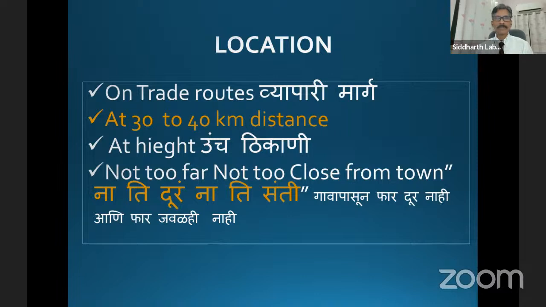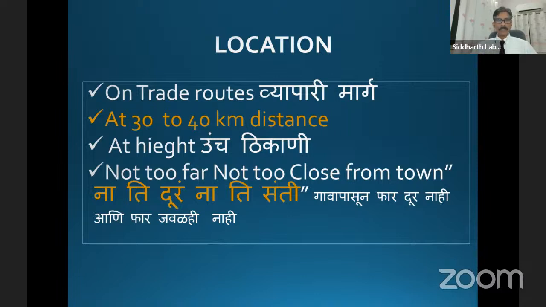So when a person travels all day, he can reach another Leni and have a shelter specifically for the traders, right? And the location is at a height, not on flat surface. You find any Leni not on the ground surface, but at an elevated level.